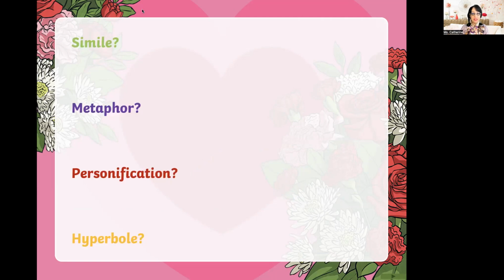Okay, let's identify the next sentence. Your friendship is the world to me. Let's repeat this sentence together. Your friendship is the world to me. Is it a simile, metaphor, personification, or hyperbole?